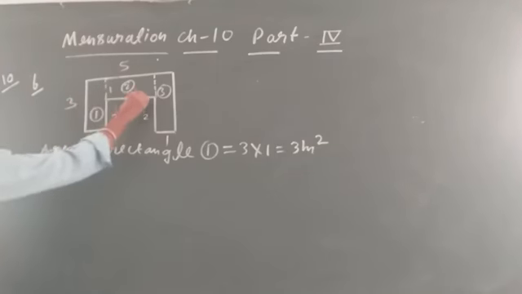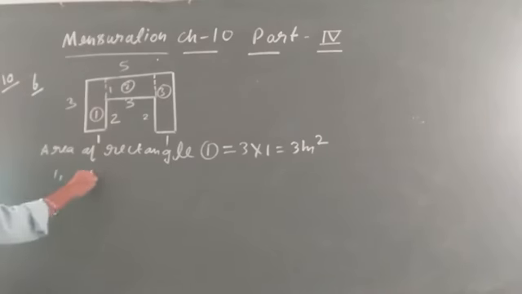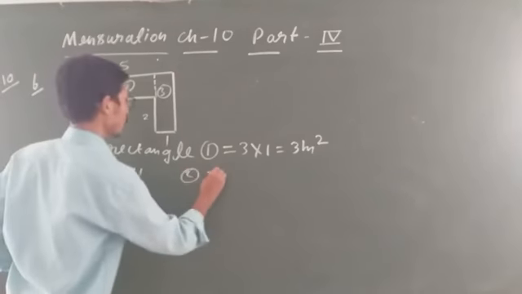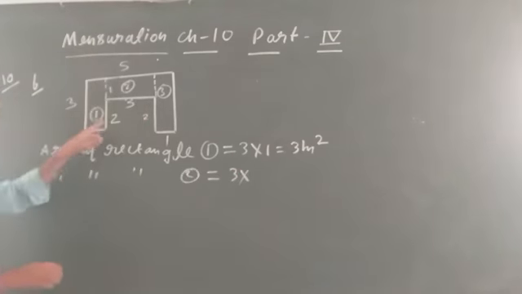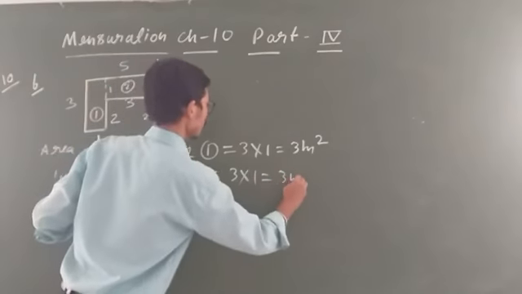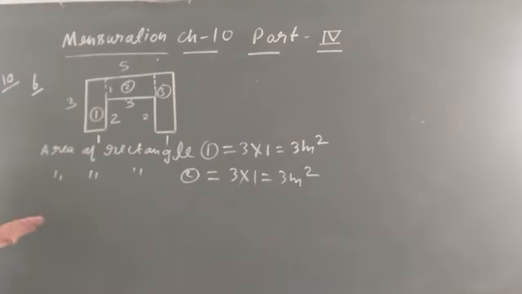Now you know that this is 3, this is 1. So area of rectangle 2 equals what? Length you know is 3. 3 multiplied by 1. This will become 3 meter square. Simple. Clear, student? Now come to the next.